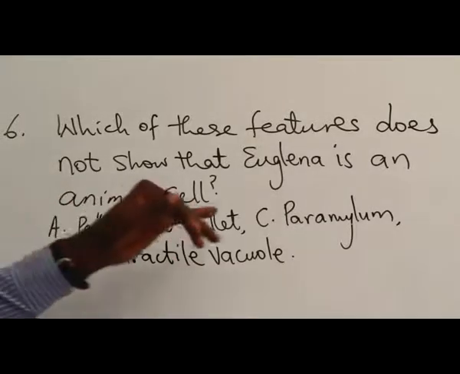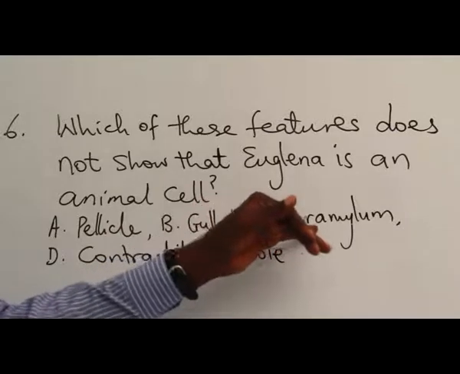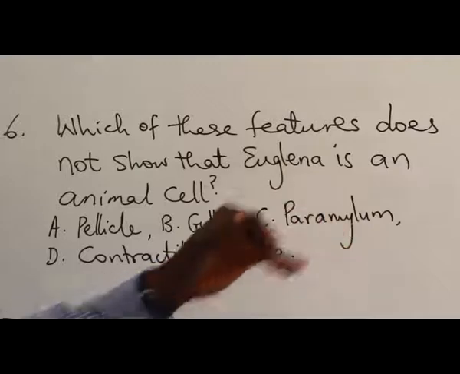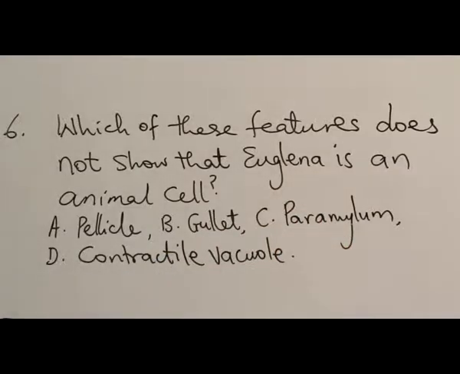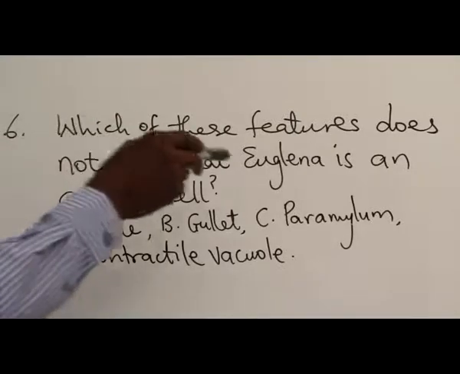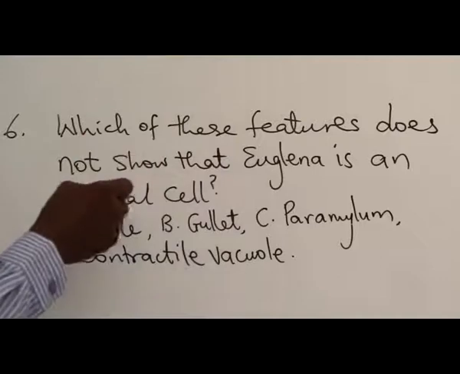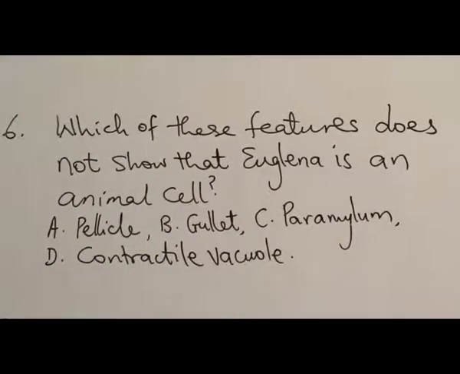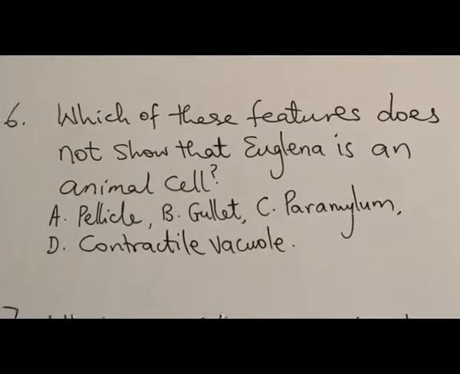Now, C, paramylon, is known as algal starch. So this is starch. So the only answer that makes euglena not look like an animal is the presence of starch, which is paramylon. Answer is C.